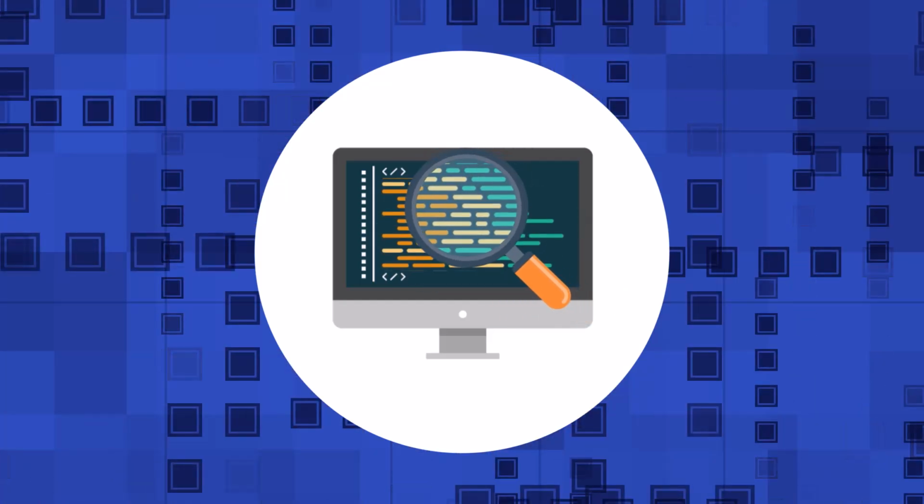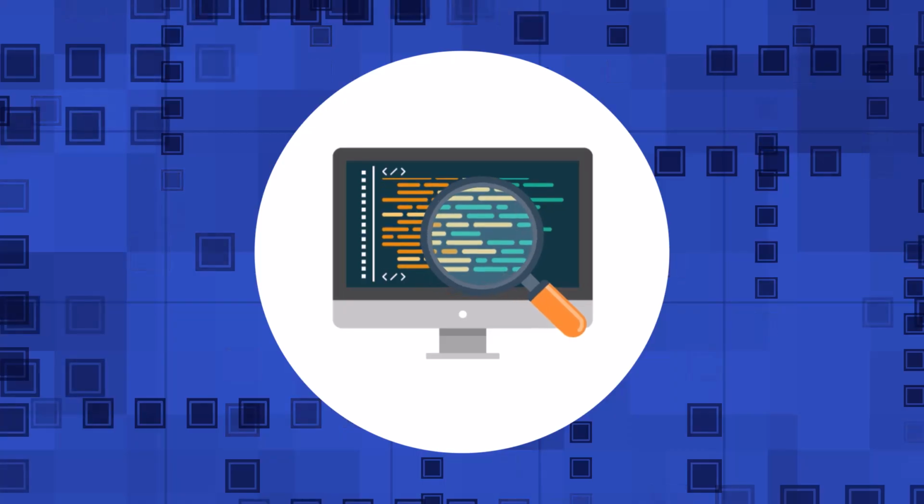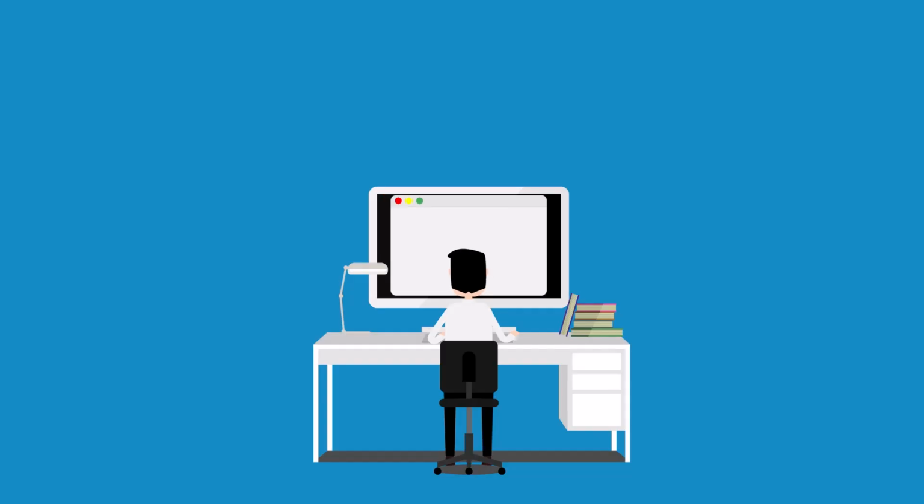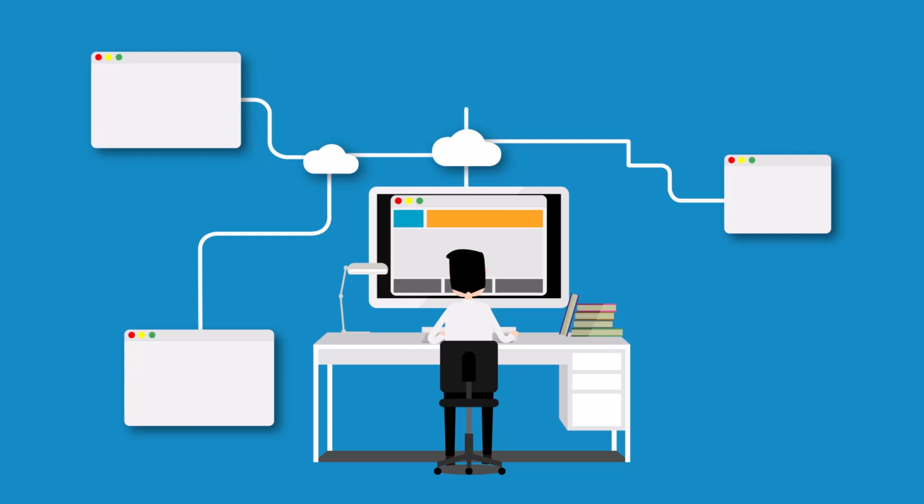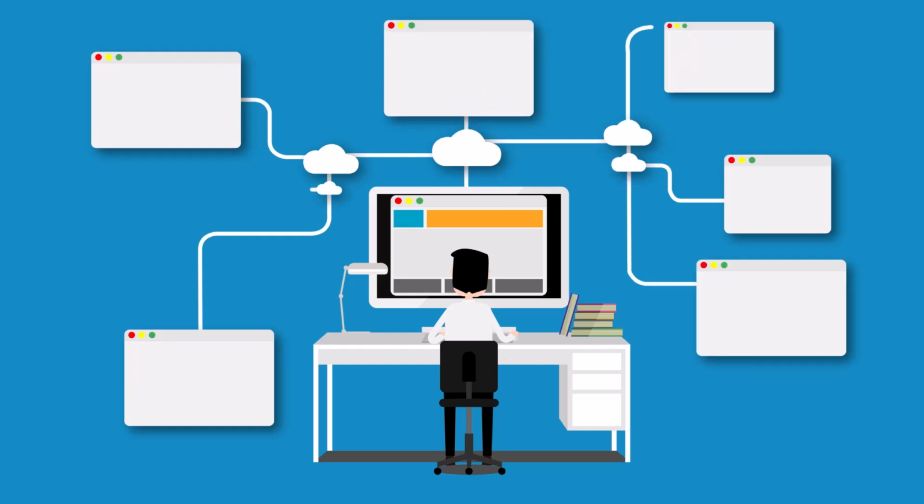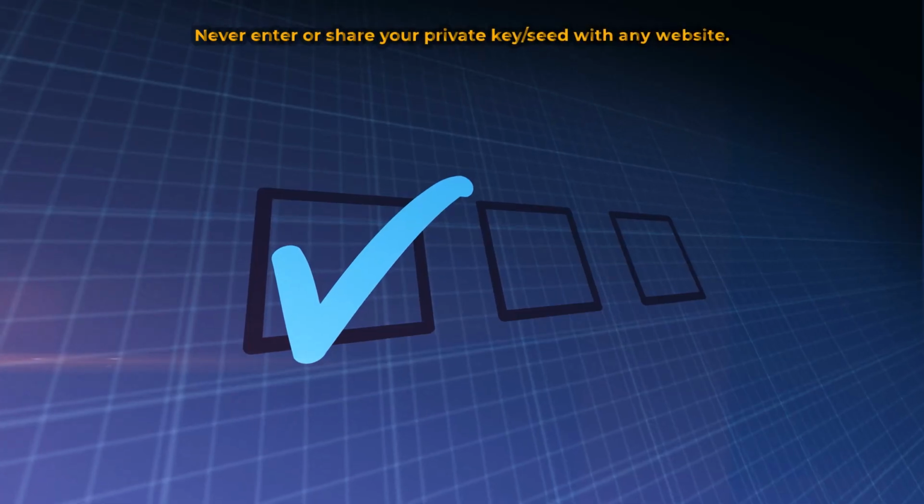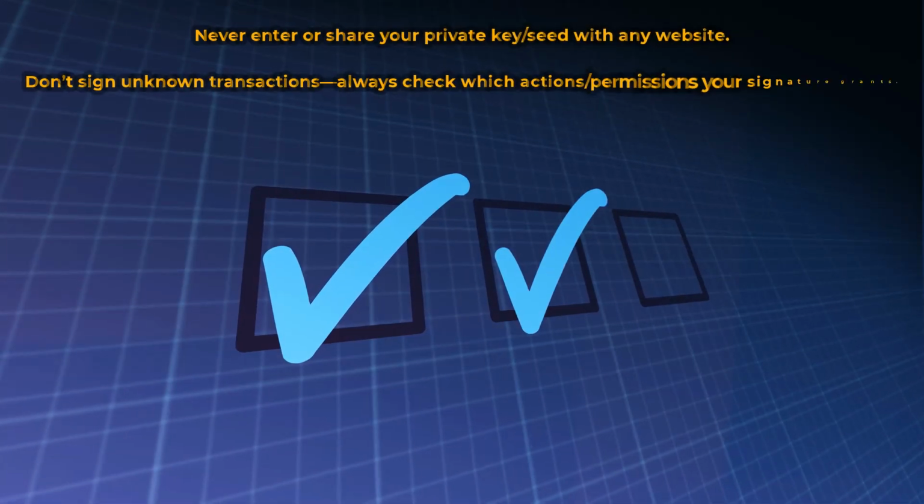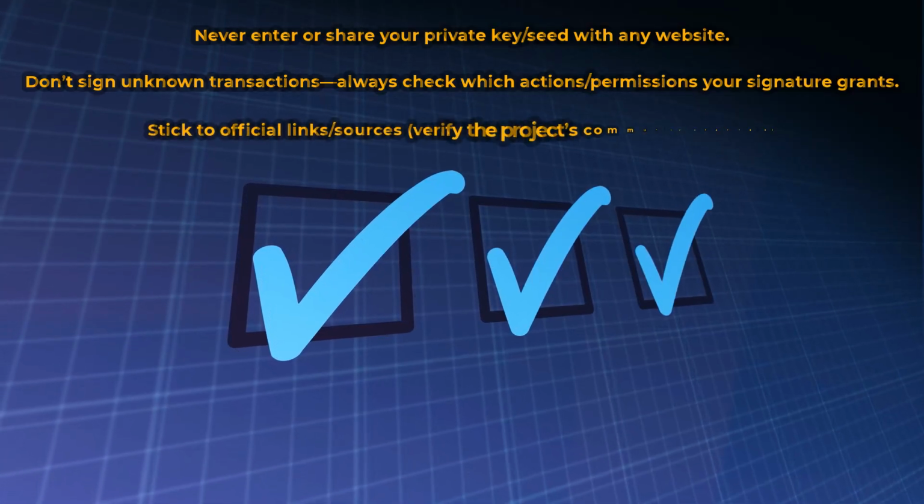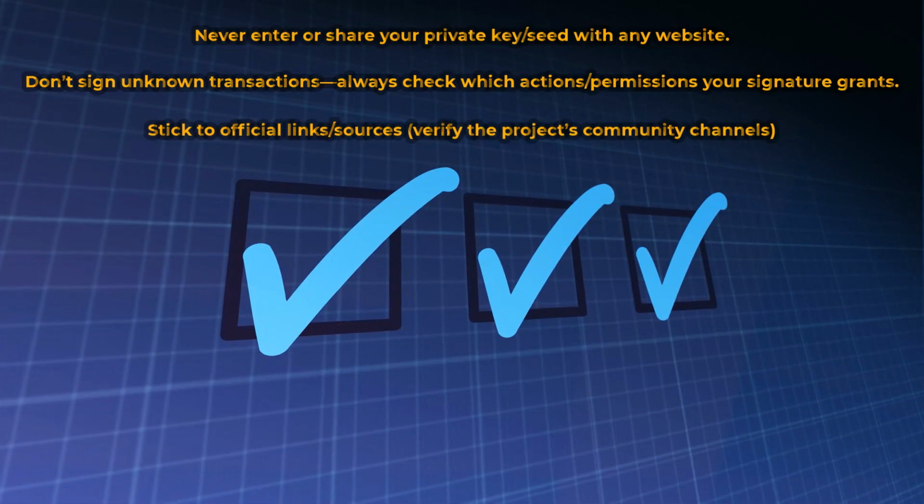If you don't understand it in that moment, cancel the action and first do your research on what the transaction will do. Better to wait and do proper research than to find out you signed something harmful. Stay sharp, and keep these 3 tips in mind. Never enter or share your private key or seed with any website. Don't sign unknown transactions. Always check which actions and permissions your signature grants. Stick to official links and sources and verify the project's community channels.